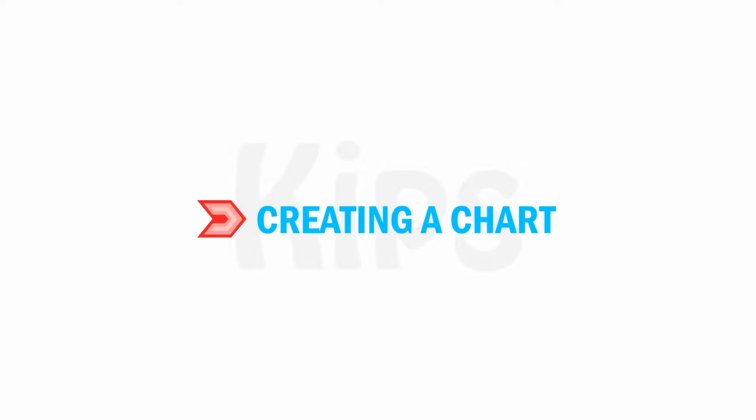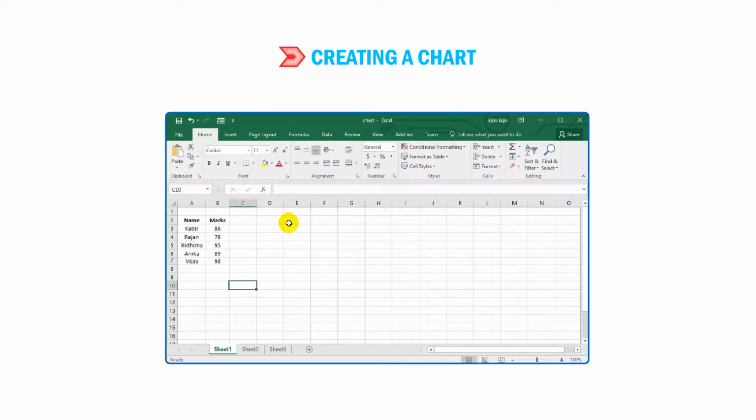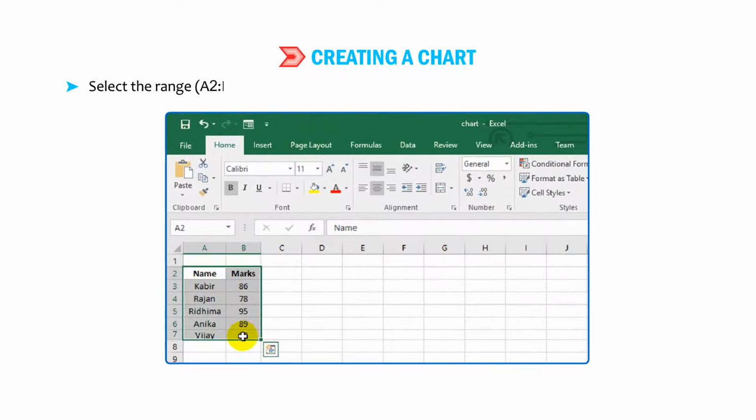Students, let us understand how to create a chart. It is quite simple to create a chart in Excel. Follow these steps to create a chart. Create a new worksheet with the data as shown in the figure. Select the range A2 to B7, including column headings and row labels to be displayed in the chart.